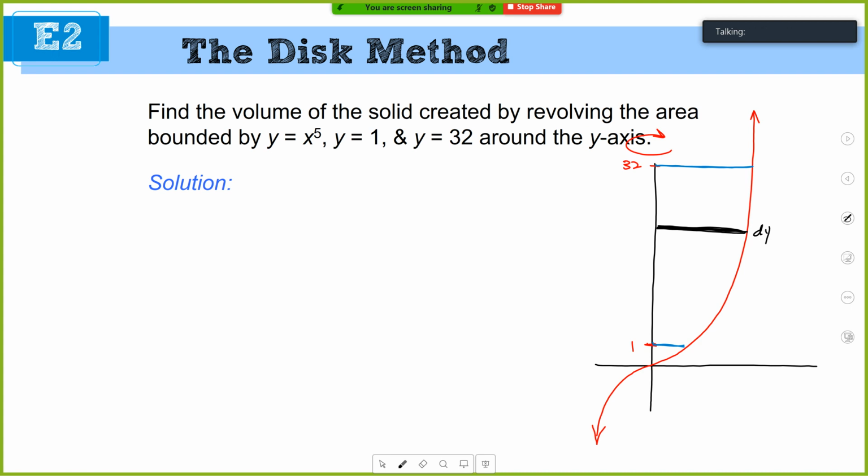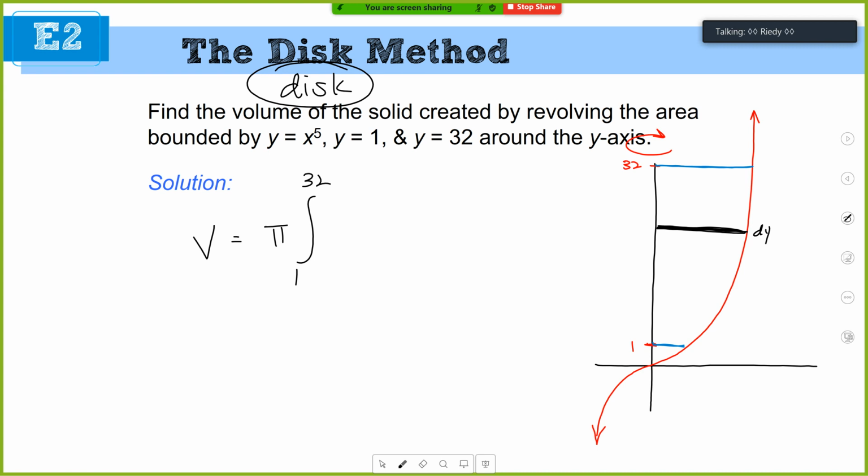The same question that I asked earlier would still apply here. Is my representative rectangle perpendicular to the axis of revolution? Yes. Is it touching the axis of revolution? Yes. Therefore, I have a disk. I think the disks are easier to use. All I have to do is find the volume of one disk and integrate. So my volume would be pi times the integral of, I'm going from 1 to 32, because I'm taking these rectangles from 1 all the way up to 32, because that's what the problem says.